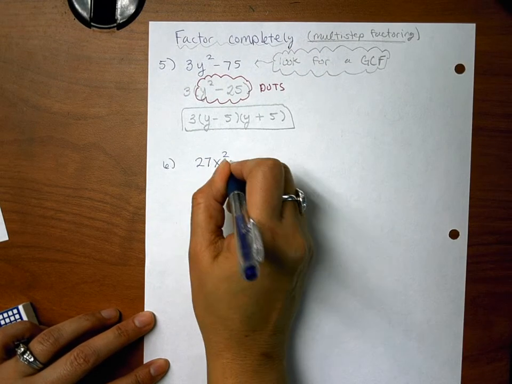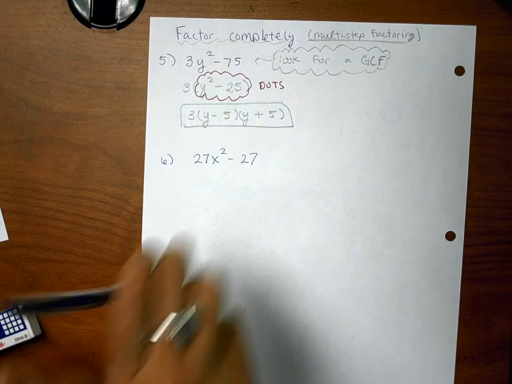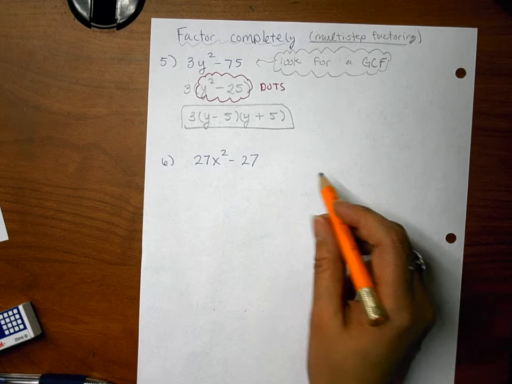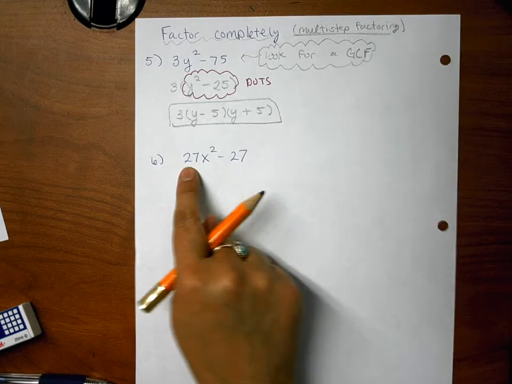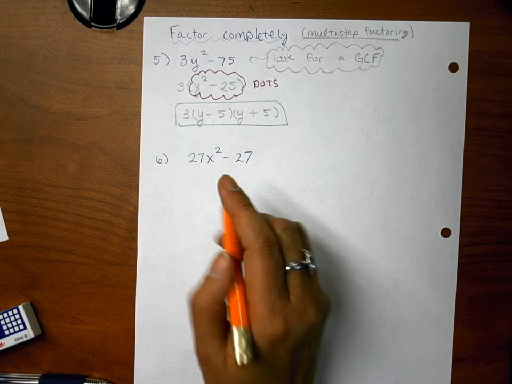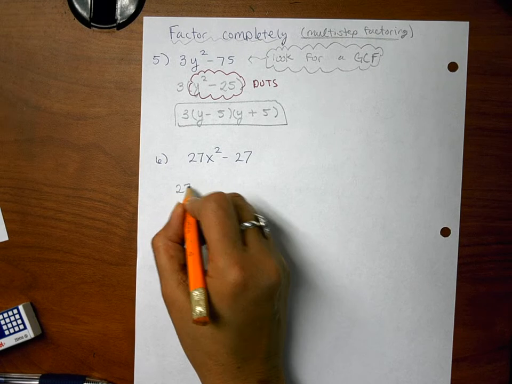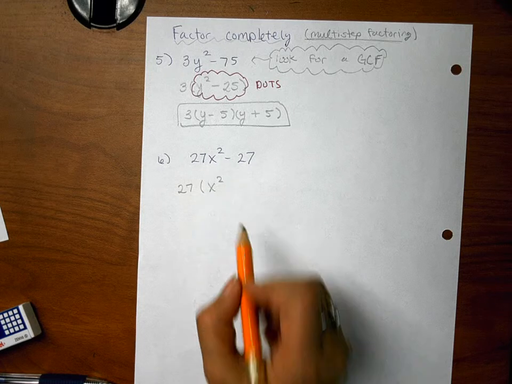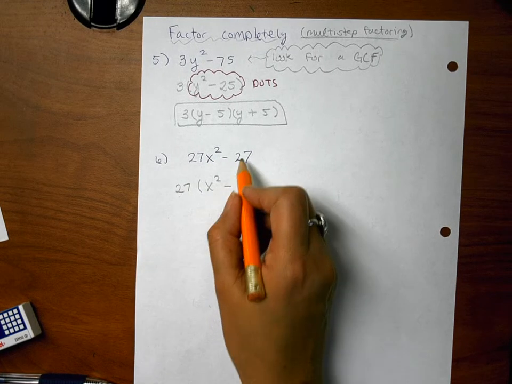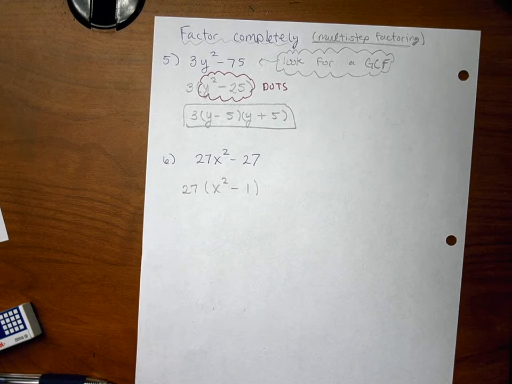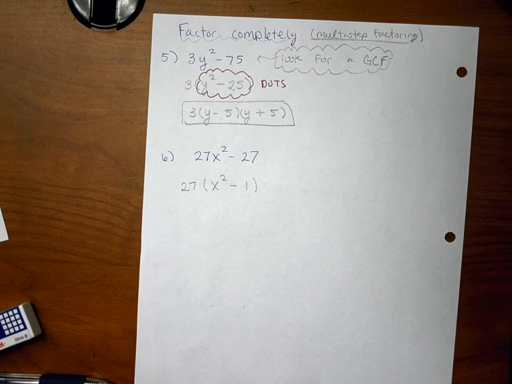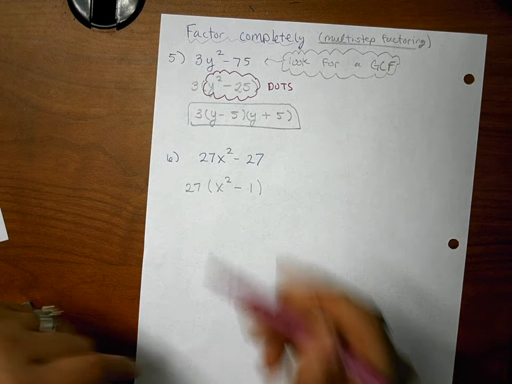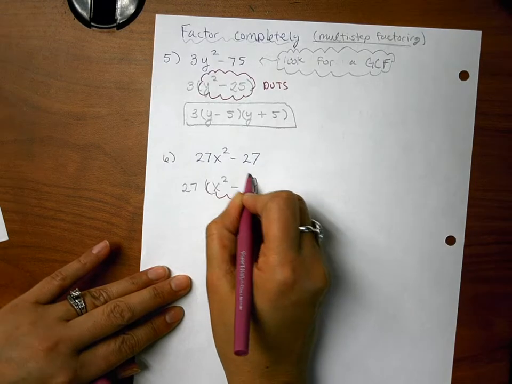Okay, number 6, 27 x squared minus 27. All right, GCF was what we always look for first. Now kids may think, no, there's no GCF, but 27 is a common factor for both of them. 27 times what? 27 times x squared would give me the first term, minus 27 times what is 27? 1. 27 times x squared is 27x squared. 27 times 1 is 27.